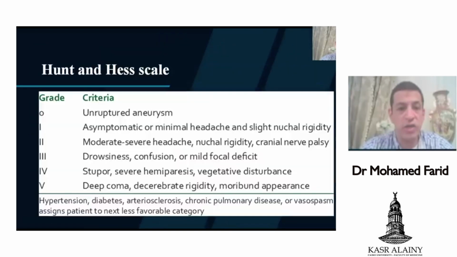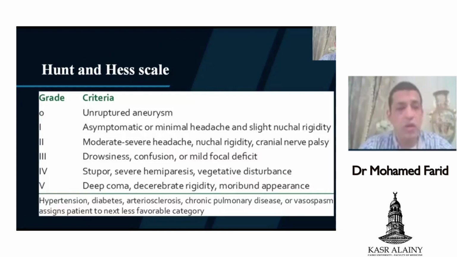Hunt and Hess scale classifies subarachnoid hemorrhage, grading from 0 to 5, starting from 0, unruptured aneurysm, reaching 5, the patients with deep coma, cerebral rigidity, moribund appearance. Hypertension, diabetes, atherosclerosis, chronic pulmonary disease, or vasospasm assign the patient to the next less favorable category.